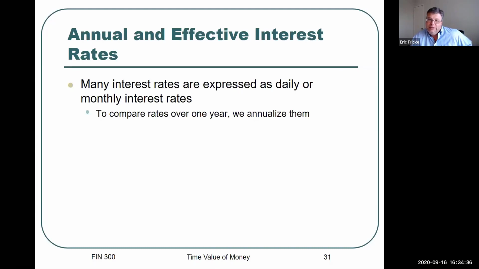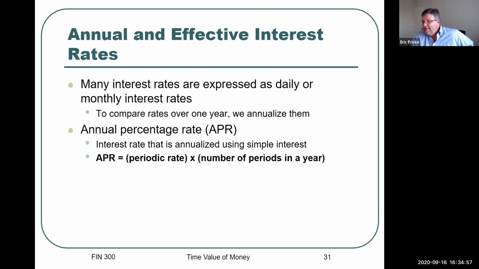But when interest rates are communicated to consumers, banks and credit cards have to translate their daily or monthly interest rates into an annual interest rate. The way they do that is they calculate the APR, or annual percentage rate. That is basically the periodic rate, which could be the rate they charge per day or per month, depending on how they calculate interest, multiplied by the number of periods in a year.